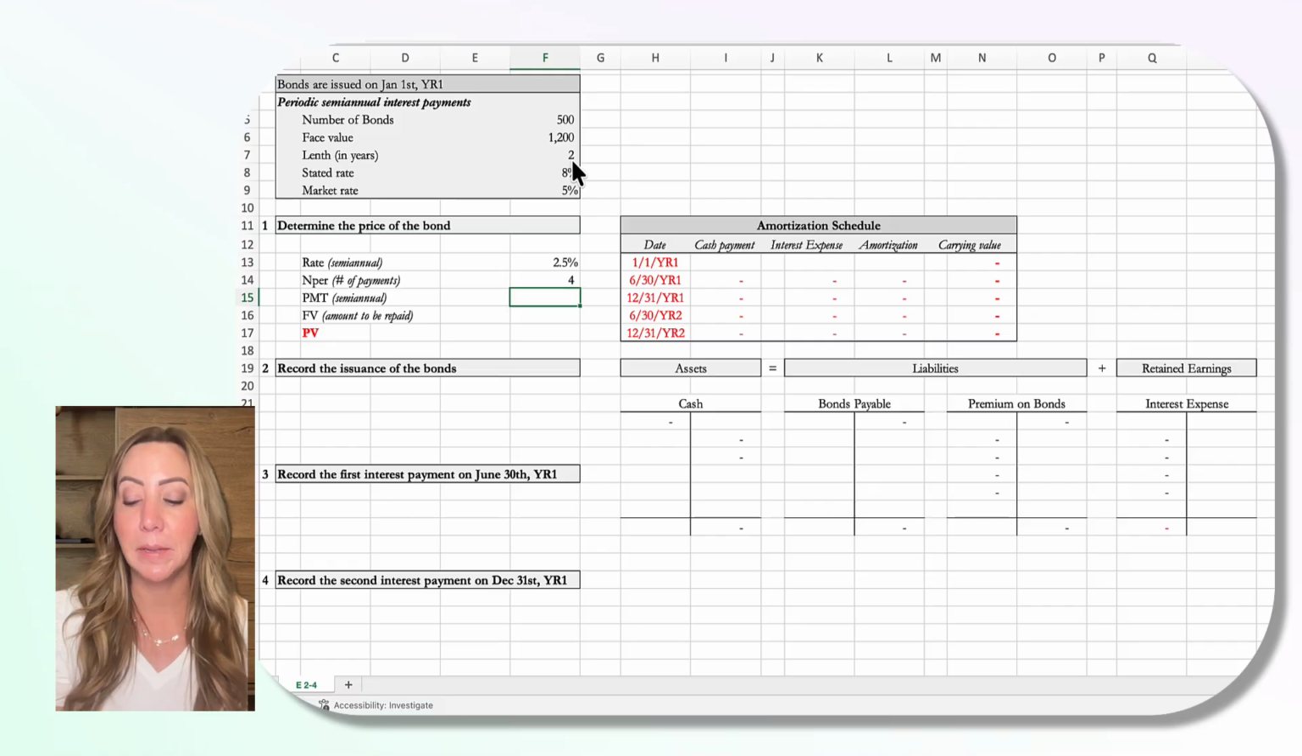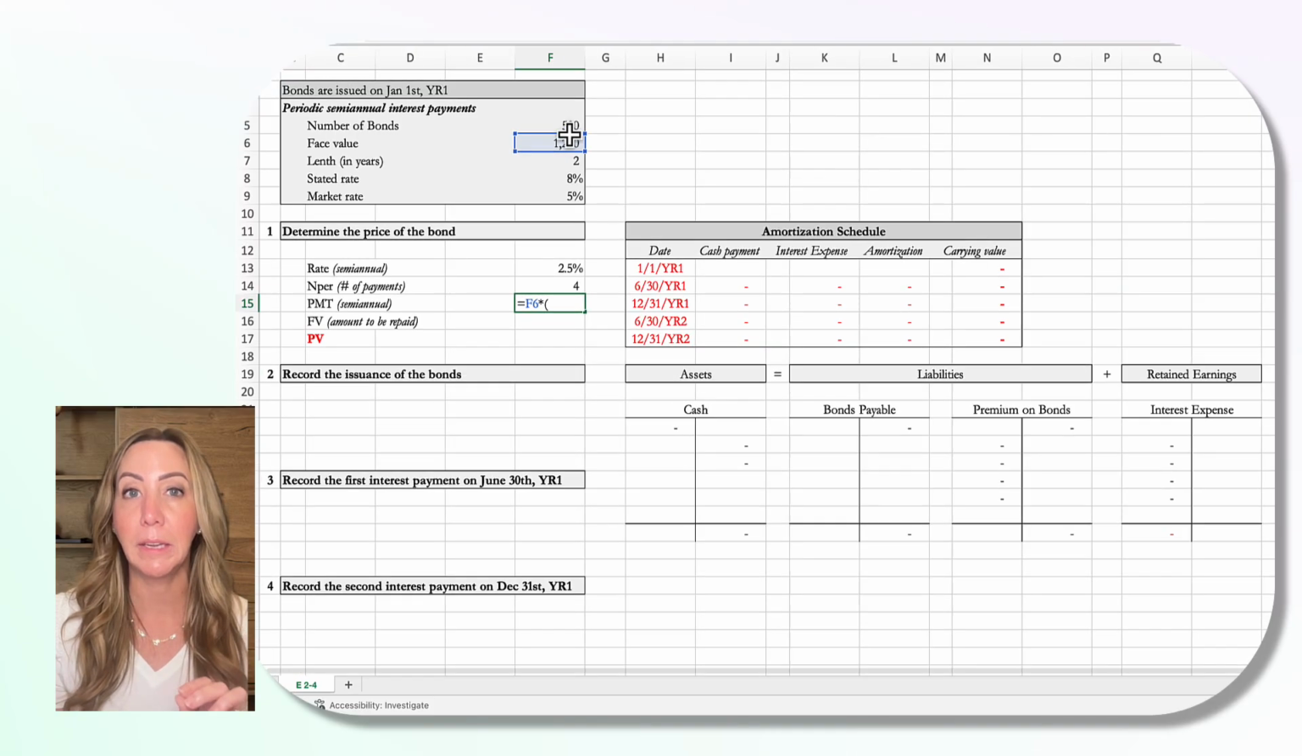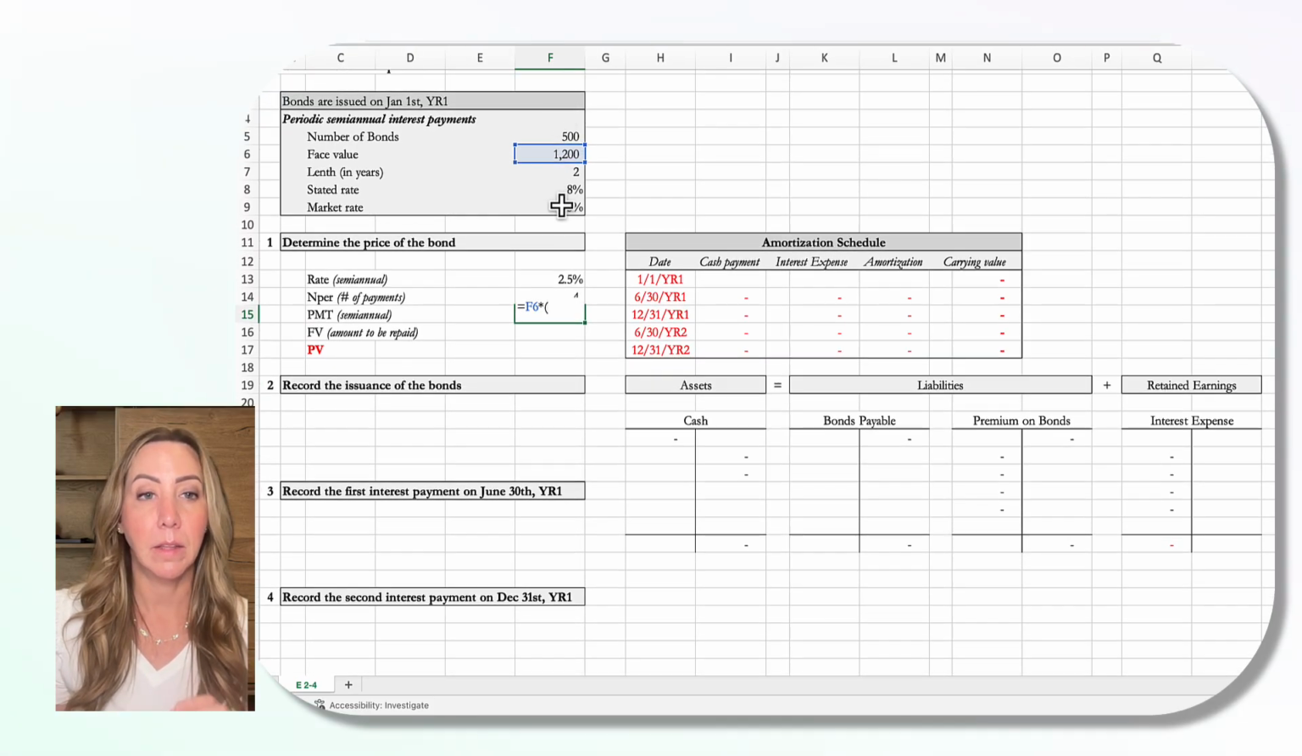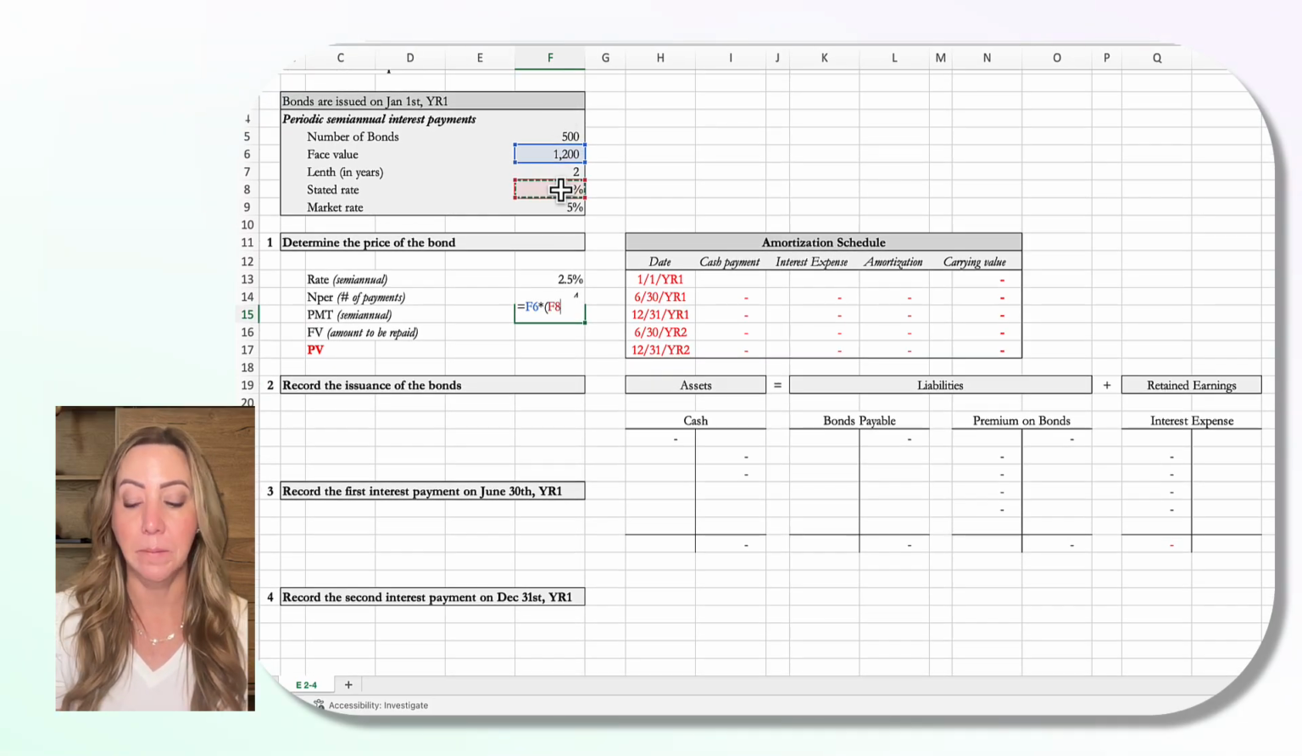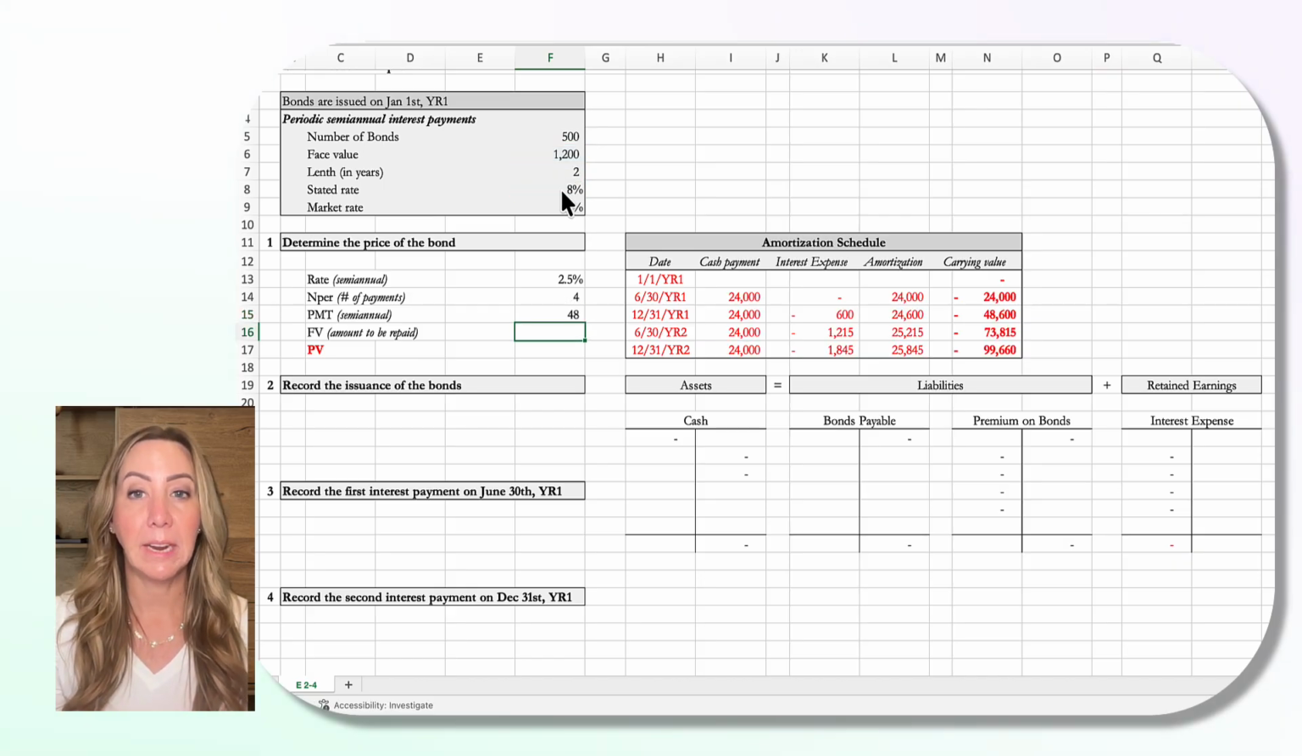Now, what is that payment? We need to take the face value of the bond, $1,200, and multiply it by the stated rate because this is what we contractually agreed to on the bond indenture, and that is the 8%, which I also need to halve because of the semi-annual interest payments. So I'll divide that by 2. So $48. Notice that the amortization schedule has started to fill out, but it's not correct until we finish our present value calculation and get the price of these bonds.